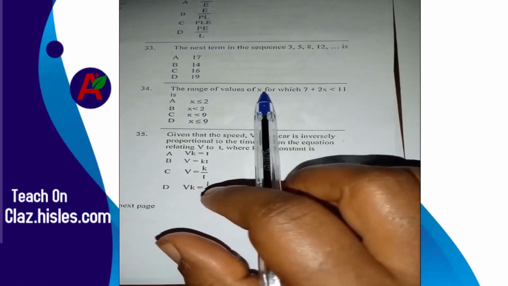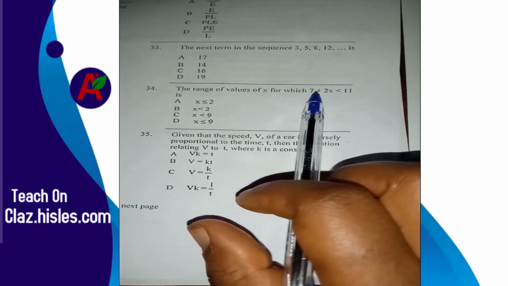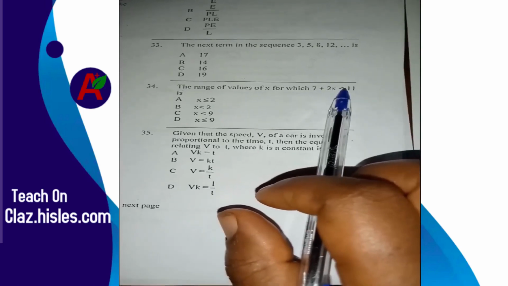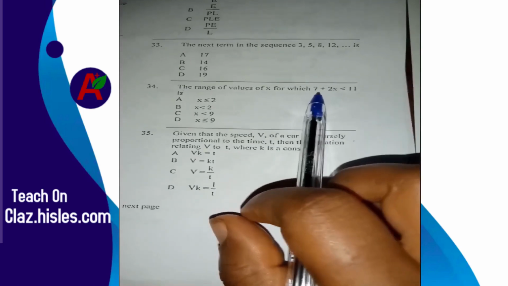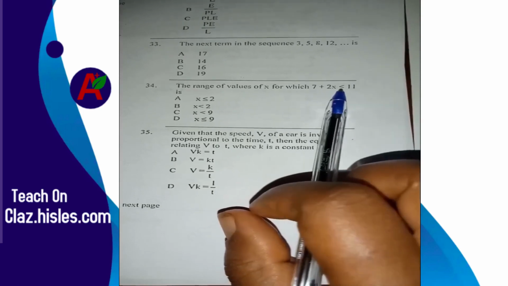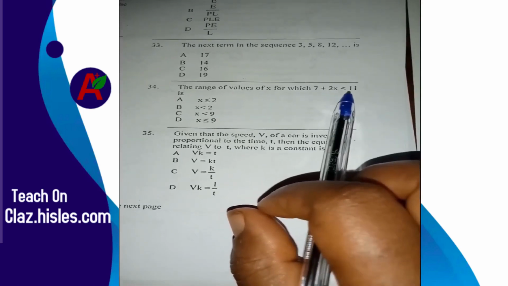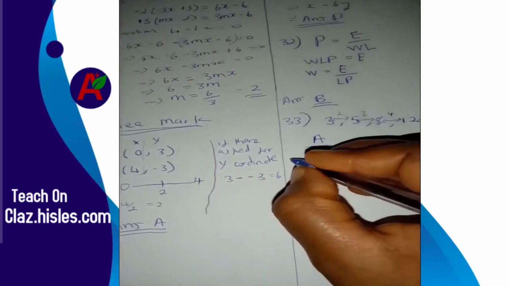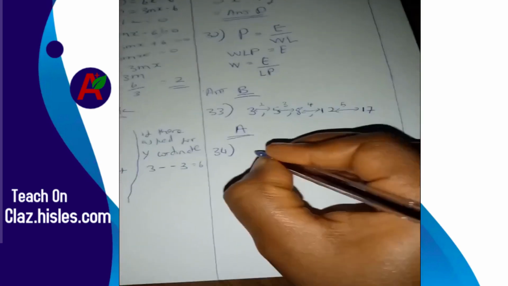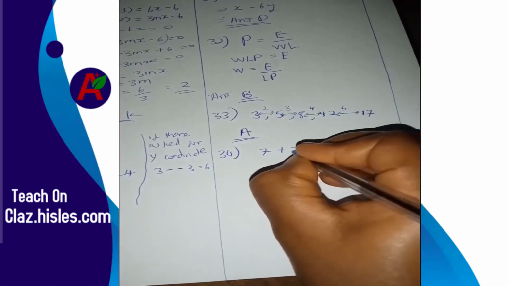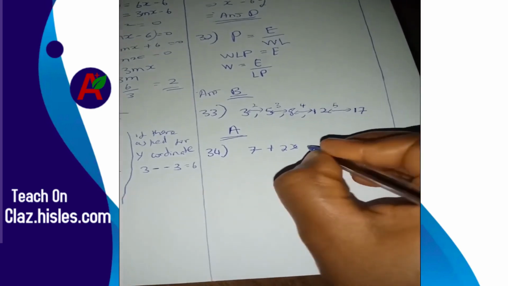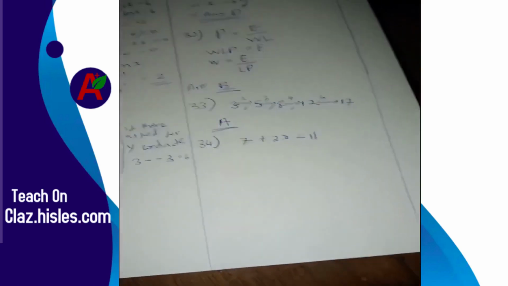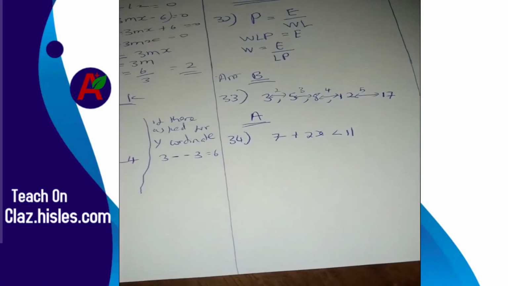Question 34. The range of values of x for which 7 plus 2x is less than 11 is... Okay, we have to solve this inequality, with x as the subject of the formula. So what's the inequality? That's question 34. Our inequality is 7 plus 2x less than 11. So all we need is to make x the subject of the formula.